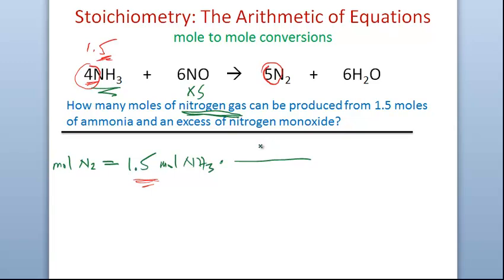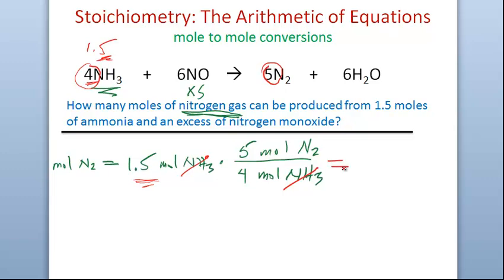All right, so because we're trying to calculate moles of nitrogen, what we're going to do is put the coefficient for nitrogen in the numerator, and we're going to put the coefficient for ammonia in the denominator, because that's what we want to cancel out, right? We want to be left with moles of nitrogen.